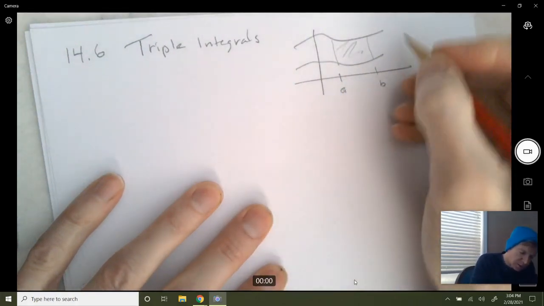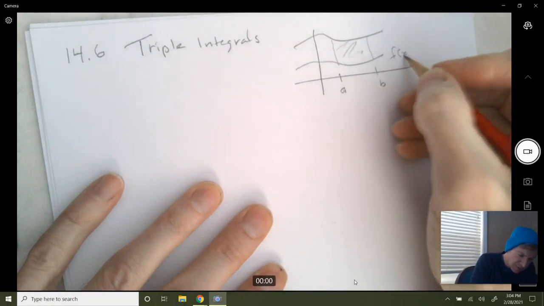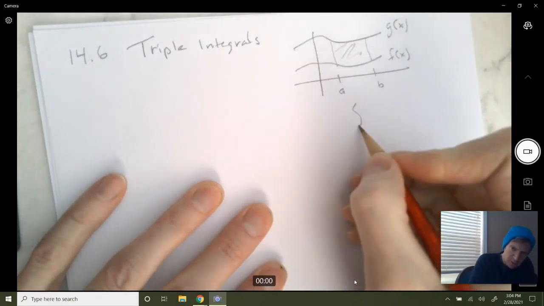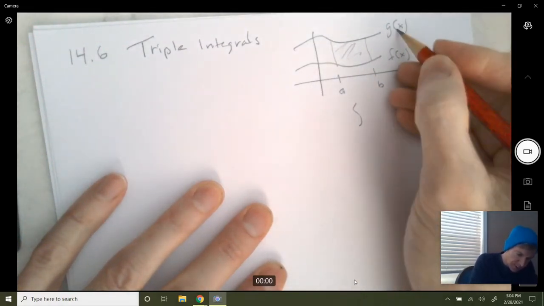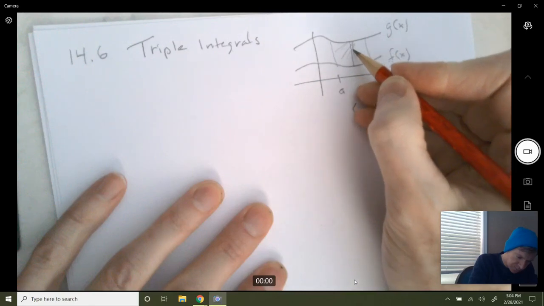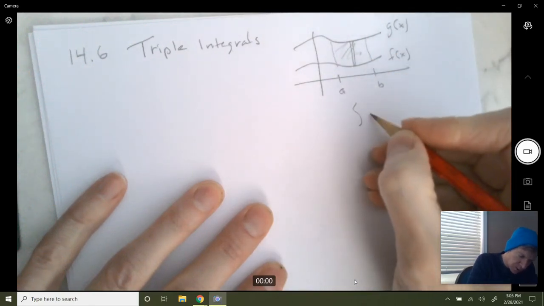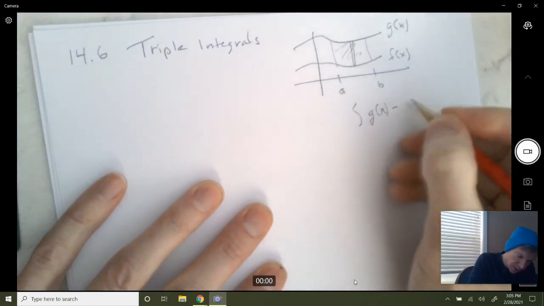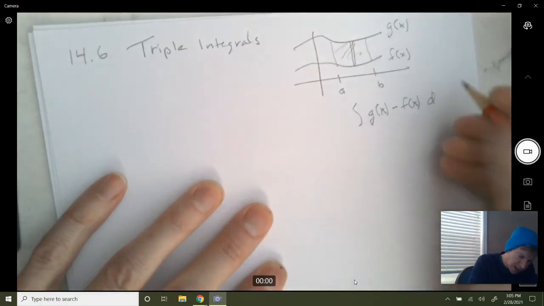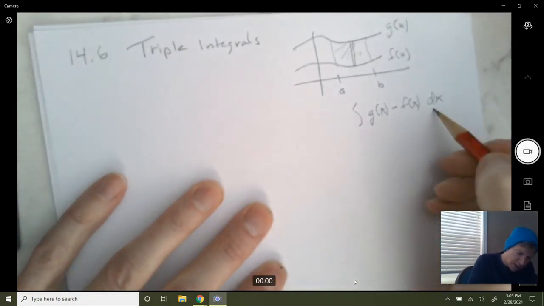If we want this area, let's say this function here is f of x, and this one is g of x. You could do that with a single integral. You take the top one, this y value, minus this y value. So g of x minus f of x, dx, and your x goes from A to B.